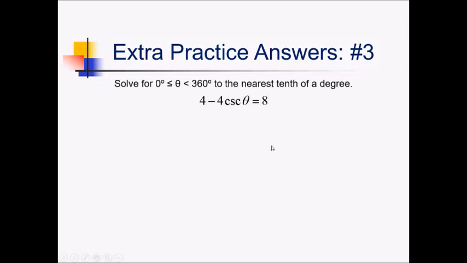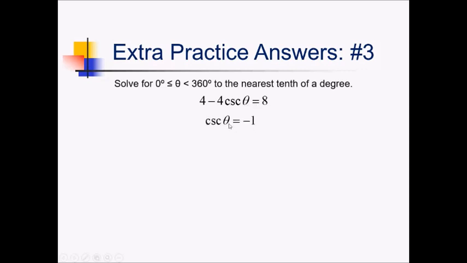For those of you who are tired of using the calculator, this problem is for you. To solve this one, we need to isolate our cosecant function first. To do that, we subtract 4. That'll give us 4 on the right side. And then we divide by -4. So we have cosecant of theta equals -1.